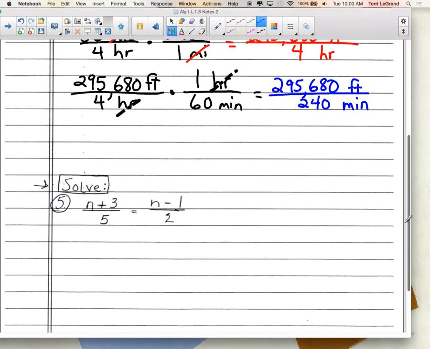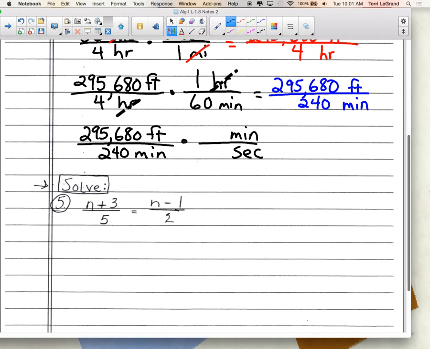So we'll go over here and we'll write it again. 295,680 feet over 240 minutes this time. And we need a conversion factor that's going to get those minutes downstairs to cancel away, so we need minutes upstairs, don't we? Okay, we're going down in size of time. We went from hours to minutes. What's next? Seconds. Okay, so we're going to have seconds downstairs. What do we have? 60 seconds in 1 minute. That's the conversion factor we want to use.